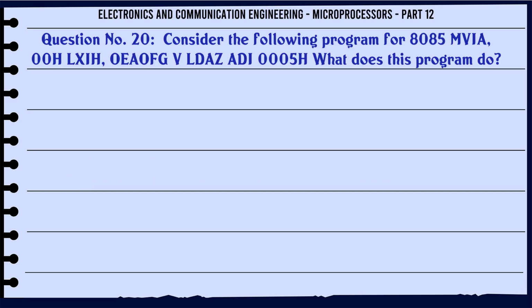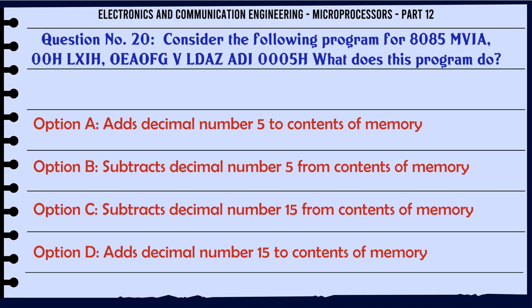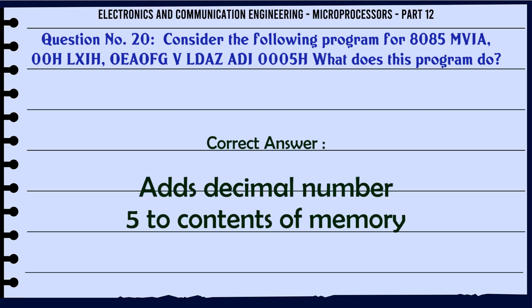Consider the following program for 8085: MVI A, 00H; LXI H; ADI 0005H. What does this program do? A. Adds decimal number 5 to contents of memory. B. Subtracts decimal number 5 from contents of memory. C. Subtracts decimal number 15 from contents of memory. D. Adds decimal number 15 to contents of memory. The correct answer is adds decimal number 5 to contents of memory.